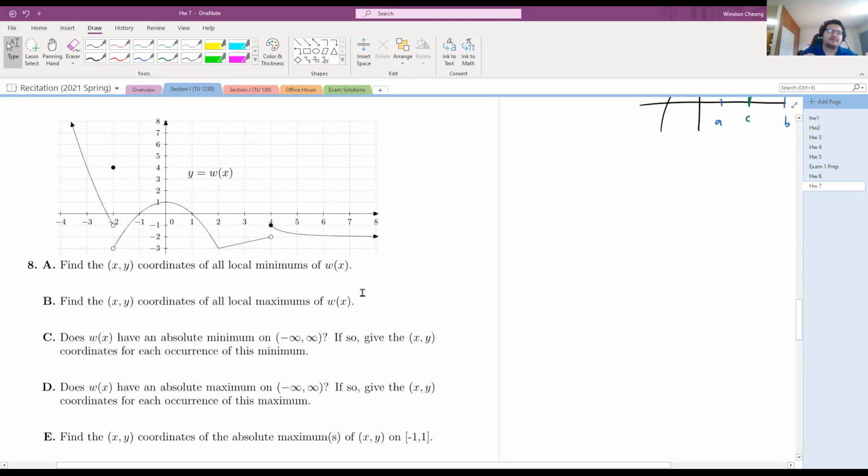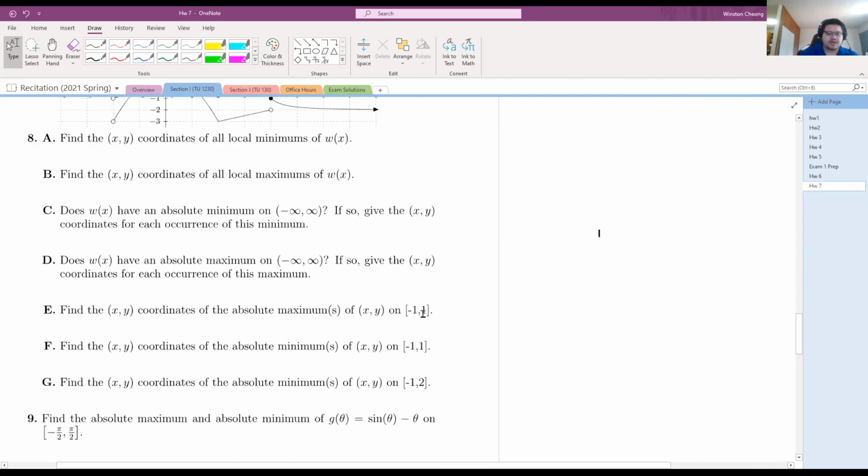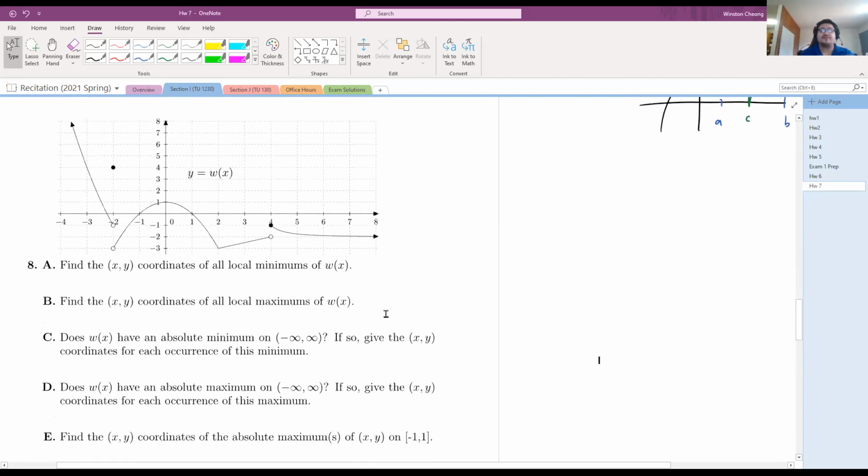With absolute max, the absoluteness means it's the biggest with respect to all possible inputs. Whenever you see an absolute statement like absolute max or min, it will tell you on what interval, and that interval is very important. Otherwise, you have to assume the interval is the whole real number line, which is a very strong statement. But let's go ahead and label some points. There's this point here, this point, this point, and this point.